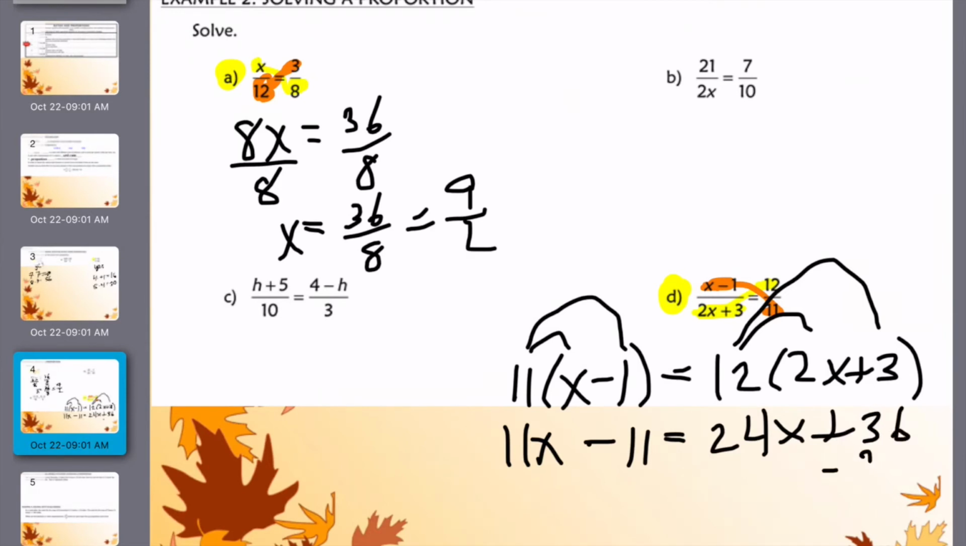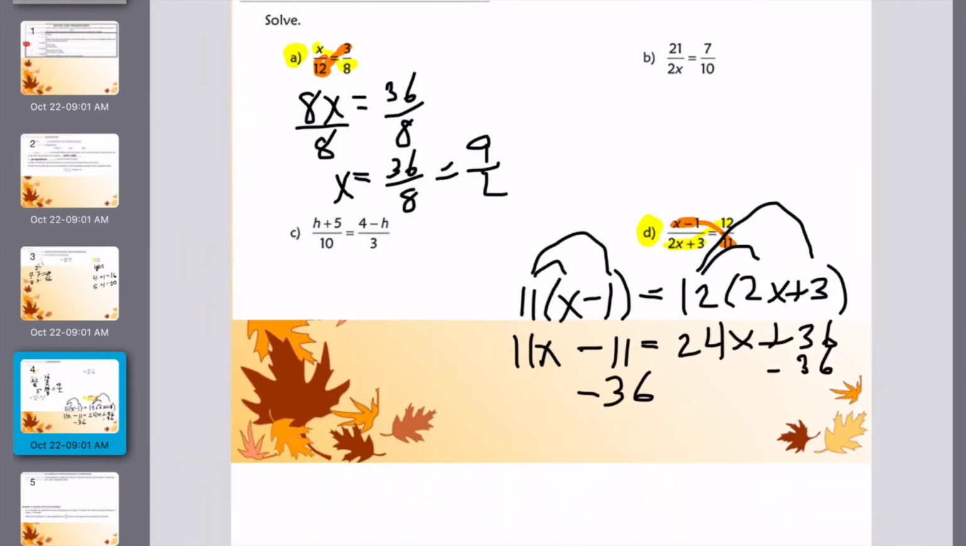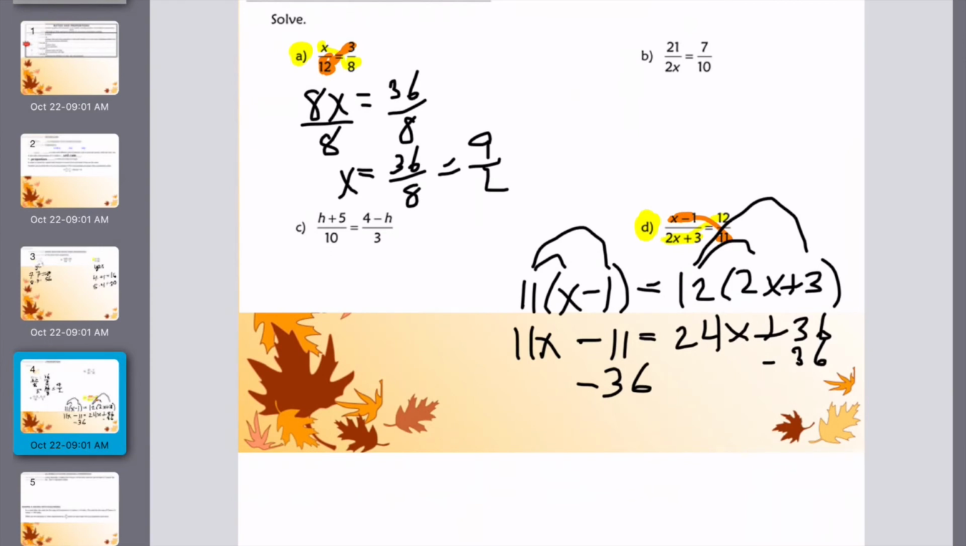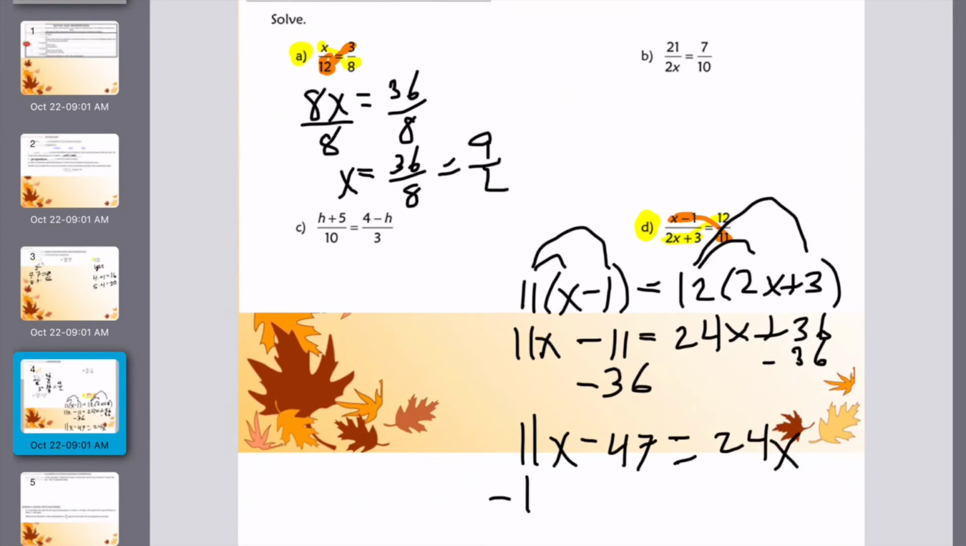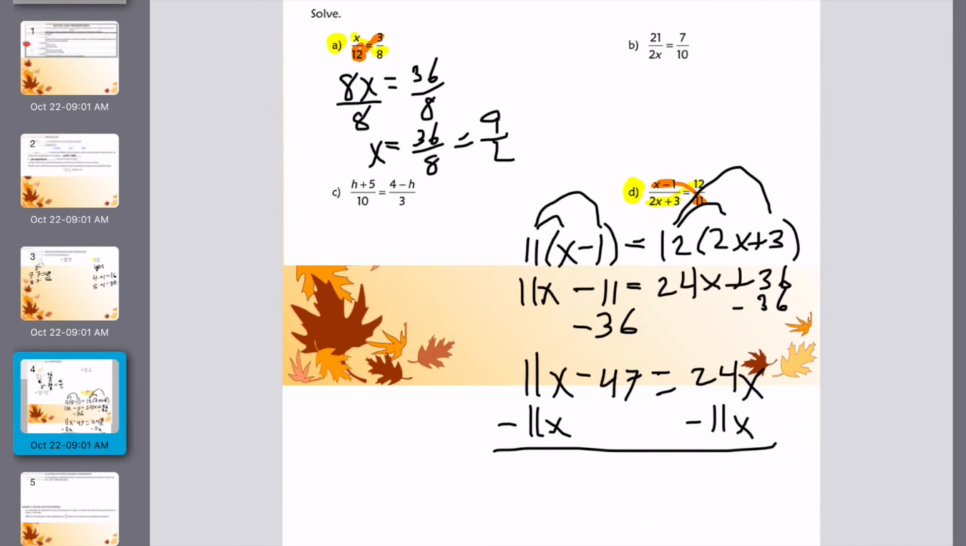And I'm going to subtract 36 on both sides because I ultimately want to keep my x's positive. So I have 11x minus 47 equals 24x. I'm going to subtract 11x on both sides to get all of my x's together. And I know you probably say, Mr. Gerber, what happens if I subtract 24x and basically just flip-flop this whole thing? That's also fine. Don't worry about it. So these 11x's go away, and I'm left with -47 equals 13x.